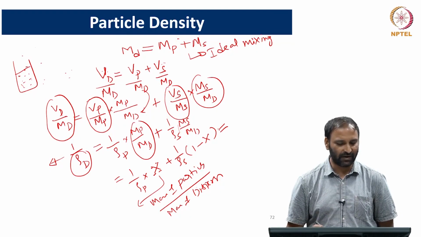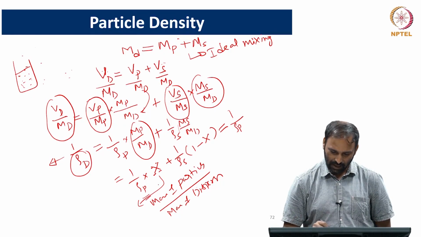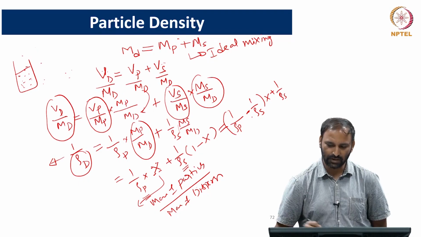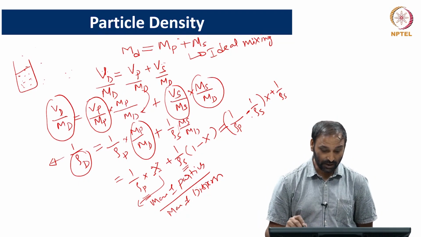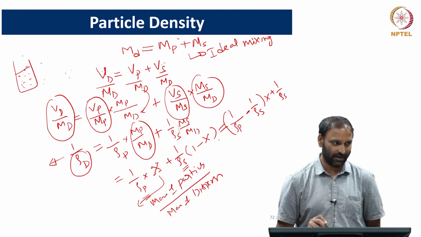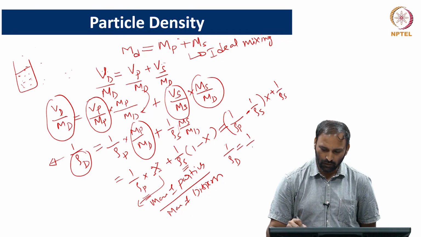Therefore, I can simplify this as 1 over rho p minus 1 over rho of solvent, multiplied by x, plus 1 over rho s. Is that okay? It's fine, right? So, what I have ended up with is an equation which says 1 over rho d is equal to 1 over rho of particle minus 1 over rho of solvent, multiplied by x, plus 1 over rho of solvent.